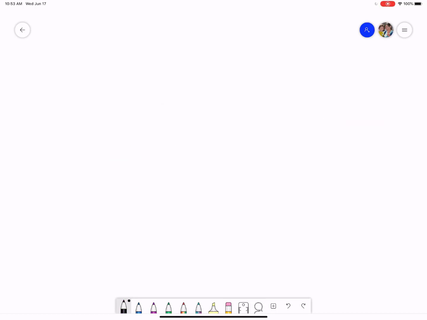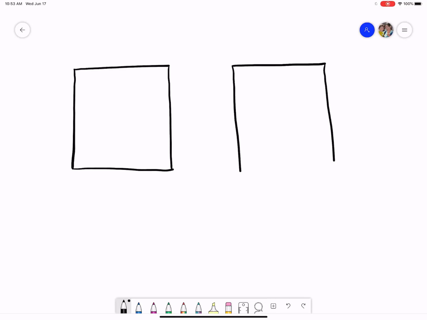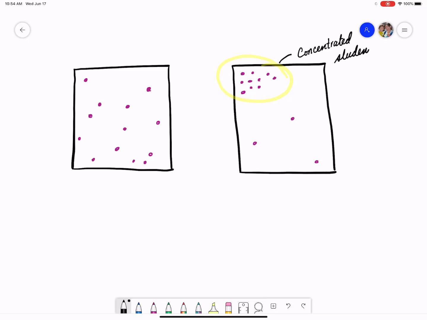Here's another example of concentration. Imagine for a moment that I had a room full of students. And these drawings represent an aerial view of the student distribution in each classroom. In the left picture, you would say that the students are not concentrated in any one area, whereas in the right picture, you would see that students are in fact concentrated in the back left corner of the room.